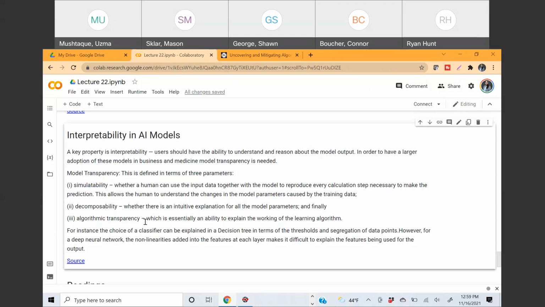And then decomposability, whether there's an intuitive explanation for all the model parameters. Well, I would say in most of the deep learning models, that's next to impossible. So decomposability is low. And then algorithmic transparency, which again is an ability to explain the working of the learning process of the algorithm. Of course, at a high level, I can describe that, okay, gradient descent is there, gradient descent is learning, this is the way the learning process is happening.